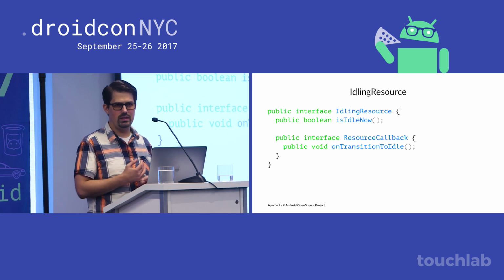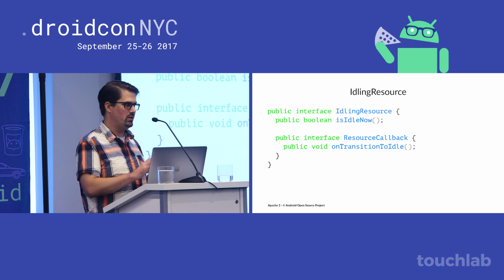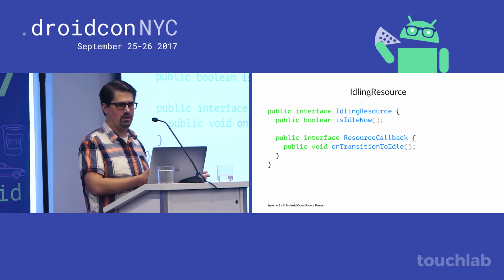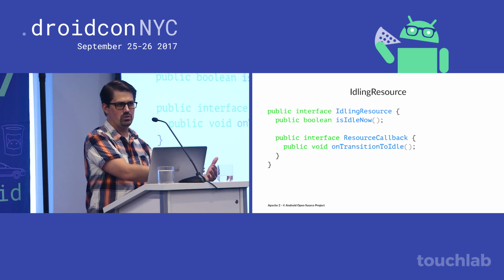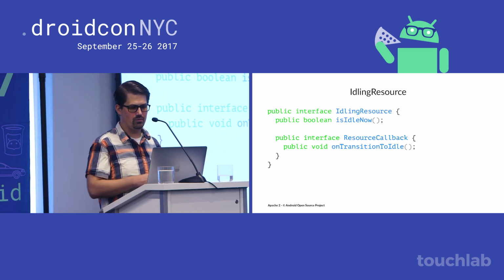So if you have network activity, RxJava activity, or some other custom code that's keeping your app busy and you need Espresso to just hold off until that's done, you wrap that in an idling resource, you register that idling resource with Espresso, and then Espresso knows that it needs to wait for that.